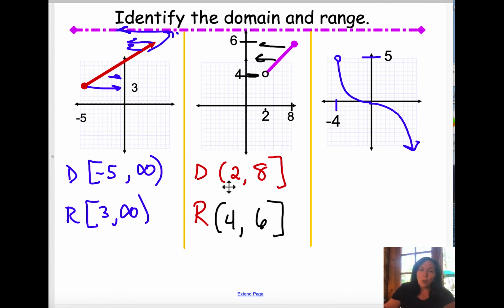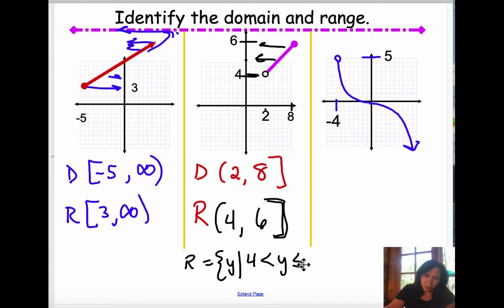Now remember, when you're writing these in interval notation, there is still that other notation, right, where you just write it out. For the range, I could say y such that, and then for y, because 4 is not included, I'd say 4 is less than y, and because this bracket is included, it would be less than or equal to 6. So that would be another way I could write this if I chose to.